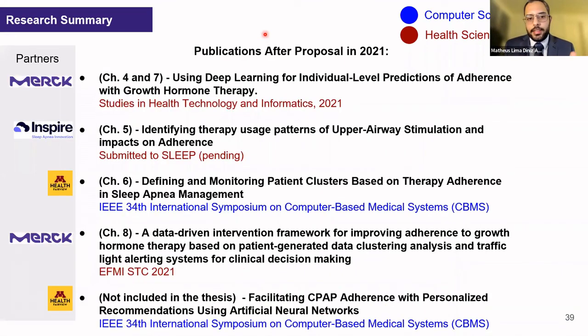And all right, these are my last set of publications since my proposal defense. Now these are in 2021, in which we have Merck, again, Inspire, Fairview, mHealth, and everyone, also contributing to both computer science and health science proceedings. This is my presentation. This was my presentation.